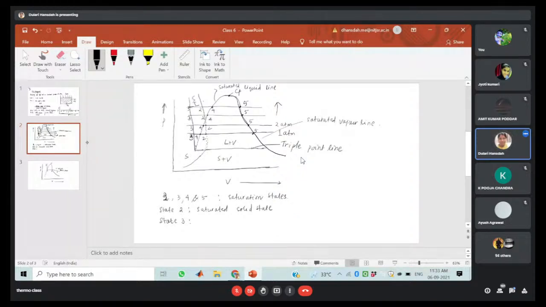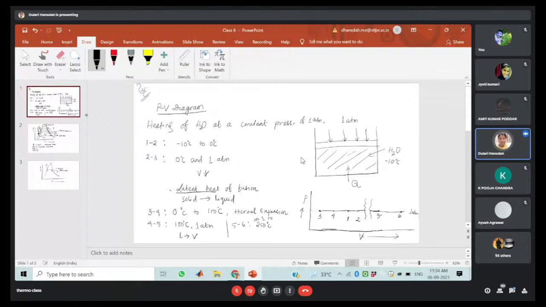Then there will be state 3. State 3 is known as your saturated liquid state, and state 4 is also known as your saturated liquid state. Because here, in 3 and 4, look, from 2 the solid went to liquid, and here the condition of the pure substance will be liquid. In this case also your condition of the pure substance will be liquid. So we call both of these the saturated liquid state. But the difference is that state 3 is the saturated liquid state with respect to solidification, and state 4 is the saturated liquid state with respect to vaporization. Okay.